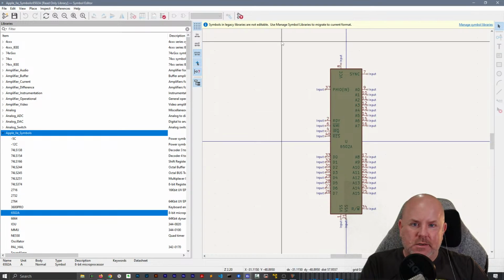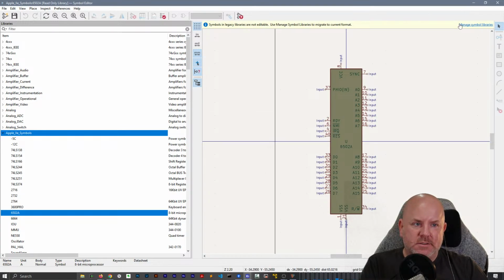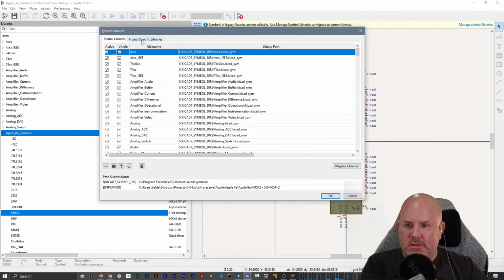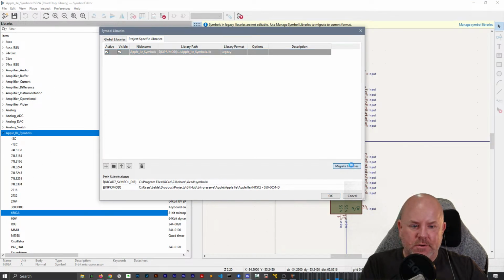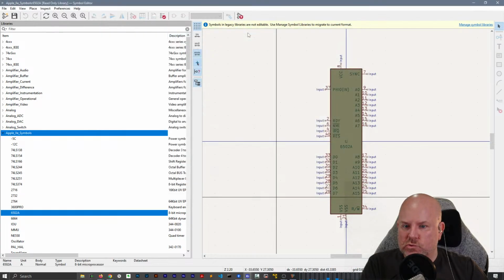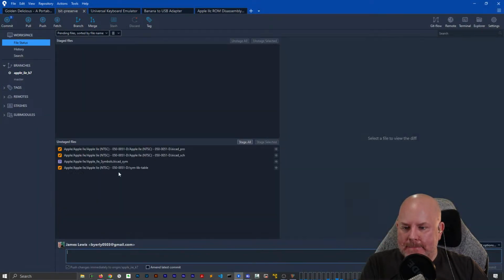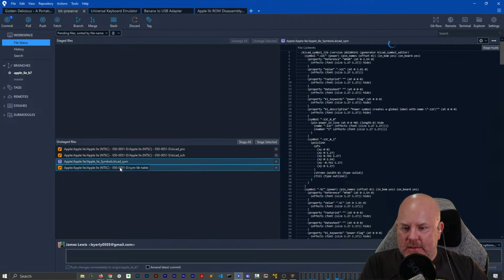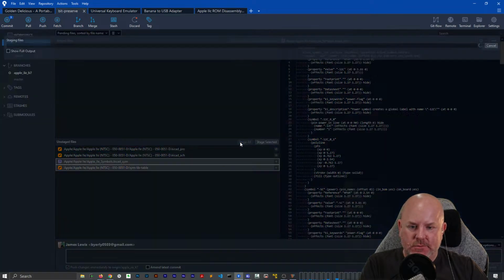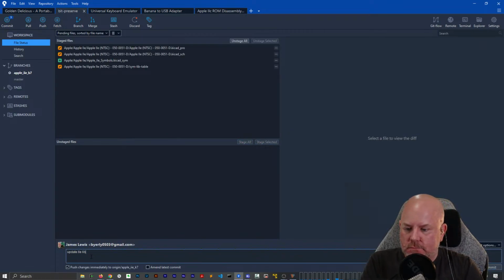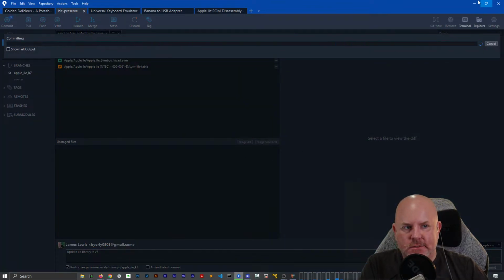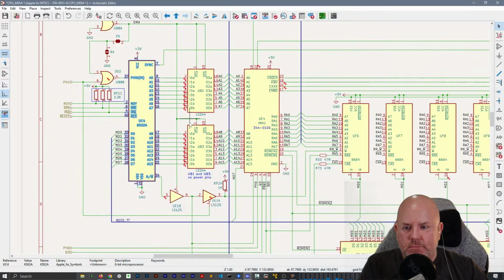All right, what is this complaining about? Now this is complaining that the symbol library is legacy. Okay. And I think we can do a migrate libraries here. That might be another commit just in case. Oh yeah, let's commit that. In fact, we'll just do it all. All right, let's do that, so we have another backup point.